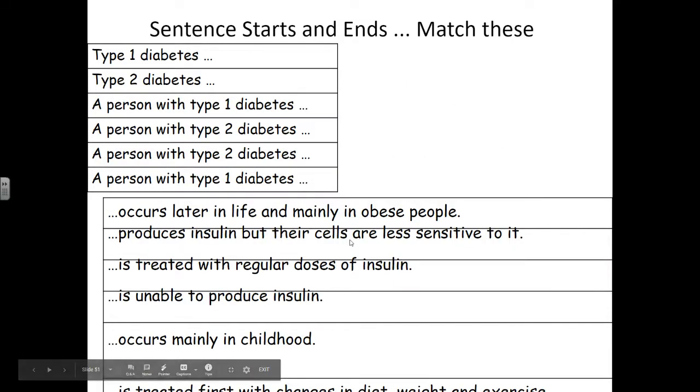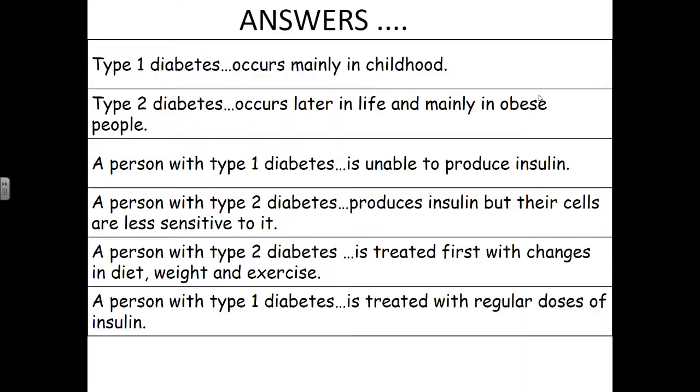So you can have a go at these if you want. So someone with type 1 diabetes, see which one you think it is. Type 2 diabetes, which one is it? A person with type 1 diabetes, person with type 2, person with type 2, person with type 1. And these would be the answers.